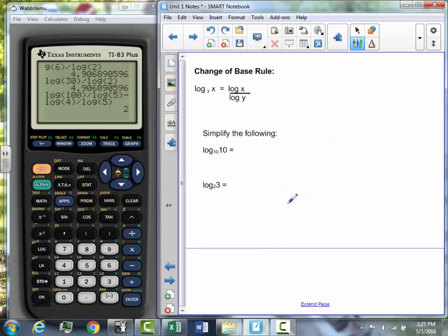Okay, this change of base rule is actually the first one I showed you. Maybe I should have changed the order around in my notes. But if you ever have a little base down here that you don't really want to work with, basically take the two logs and divide them by each other.